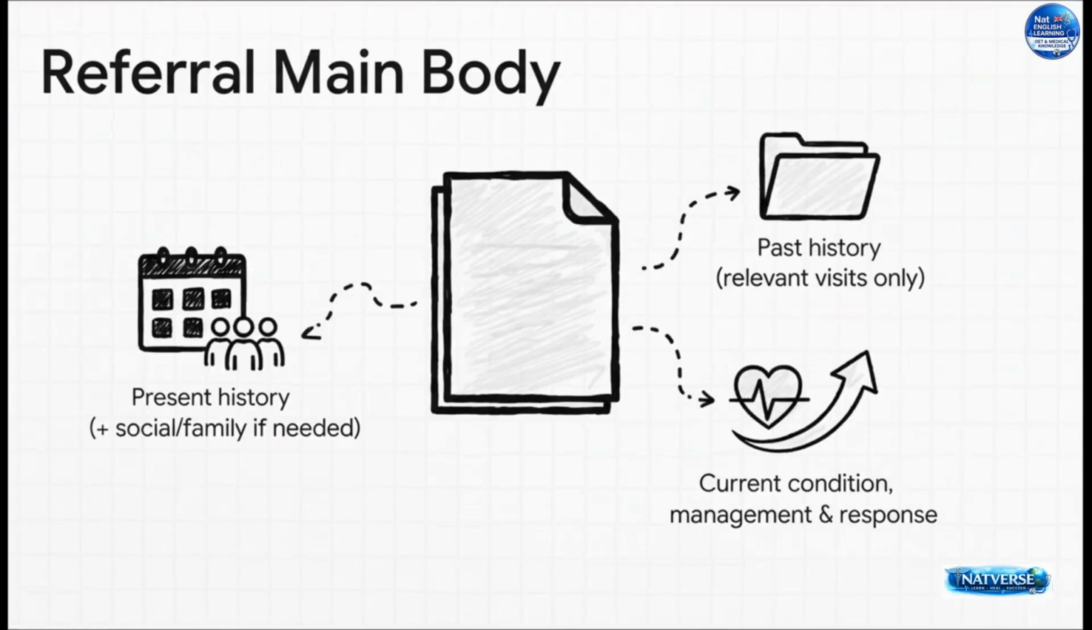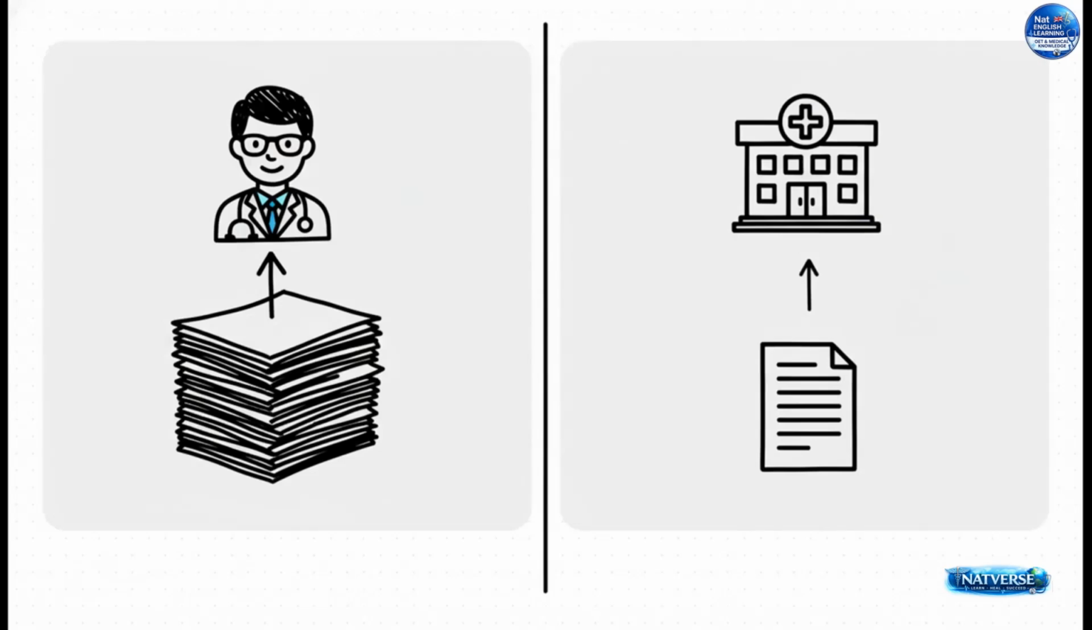Okay, in the main body, this is where you're really painting the full clinical picture. You've got the present history, any relevant social or family context that matters. You'll also cover the important past history, and, critically, describe the patient's current condition and how they've responded to treatment so far.